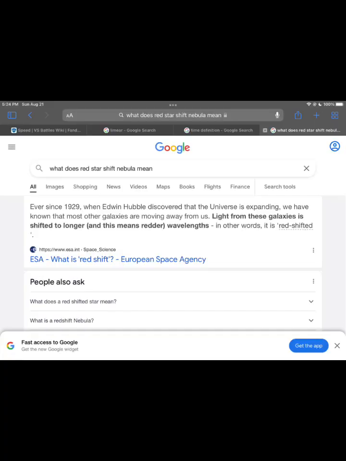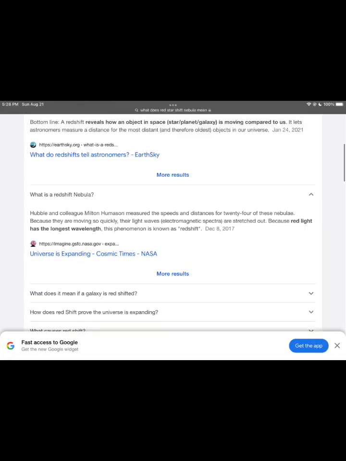Now, as we can see right here, the Naruto universe has things called Red Shift Nebulas. For those unfamiliar with what Red Shift Nebulas are, they are simply galaxies moving away due to the fact that the universe is expanding. So this proves that the Naruto universe is expanding. So what does this mean?